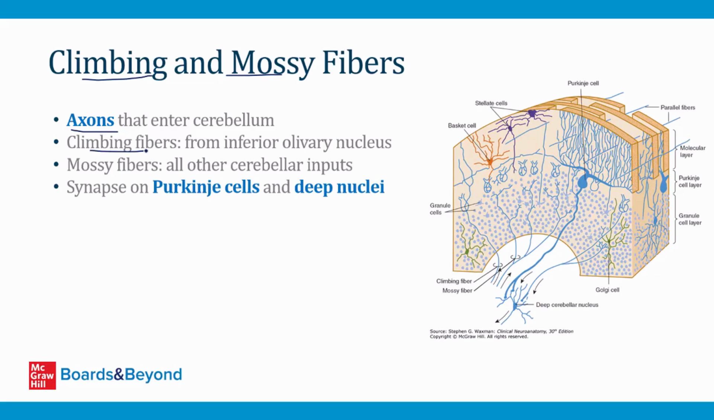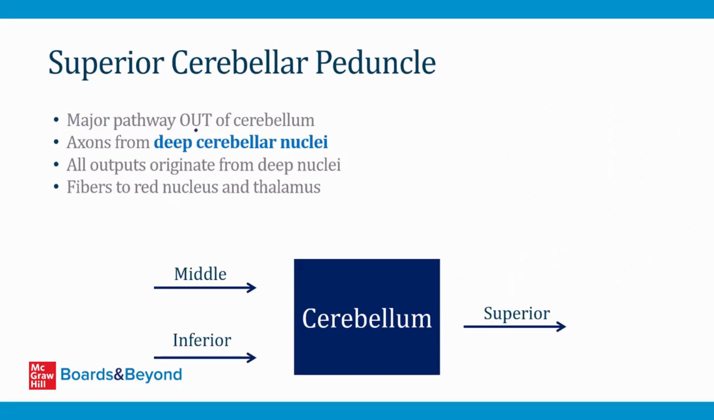The climbing fibers are named climbing fibers because of the way they look under the microscope. They all come from the inferior olivary nucleus, which is found in the brainstem. The mossy fibers are the other type of fibers. They come from all other cerebellar inputs. And all of these axons, whether they are climbing fiber axons or mossy fiber axons, and whether they're coming in via the inferior or middle cerebellar peduncle, they're all going to synapse on cells within the cerebellum called Purkinje cells or deep nuclei.